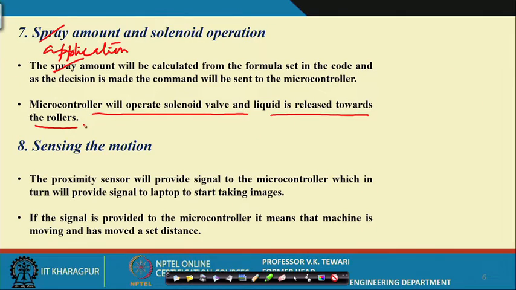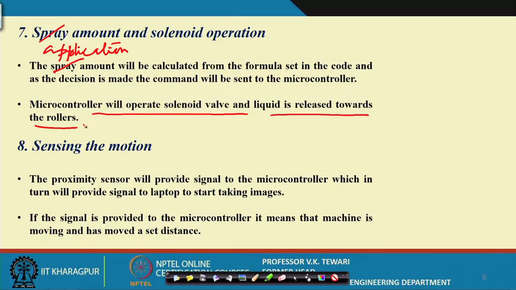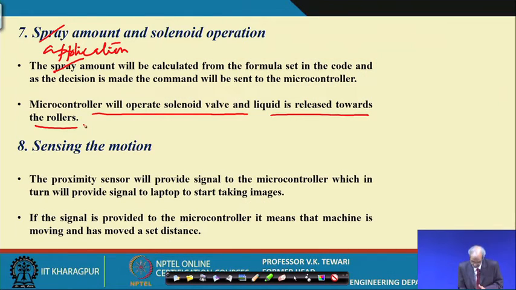So, it is very important that we should have devices which will maintain the speed at which we are trying to move. The signal is provided to the microcontroller, it means that the machine is moving and has moved a set distance. Well, these are the sensing motion of the system which we have understood. Now, these are details. Once you go through the details, you will try to understand. But this has not only this, lot of thought has been given in this for operation, for designing this particular machine.